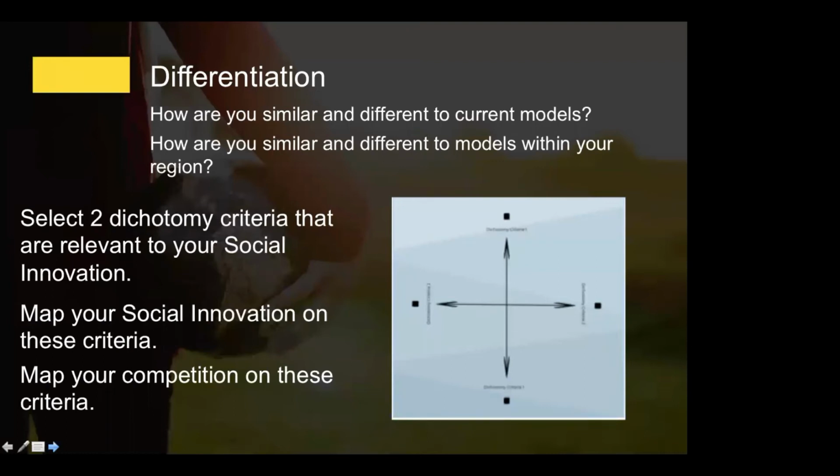Now, when looking at differentiation, it's important that you may try to graph this. Graphing it provides a visual for the person to look at and really understand it. So the way you do this is you'd set two dichotomy criteria that are relevant to your social innovation. And then you can map your social innovation based upon those two different criteria. And then you can map your competition on these criteria, whether your competition may be a current best practice, or it could be something that may be in a different geography or different social, political, or economical context. What's important is that you provide a visual about how different your model is from models that currently are in the marketplace.